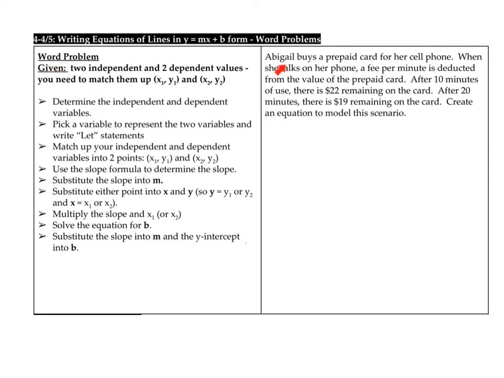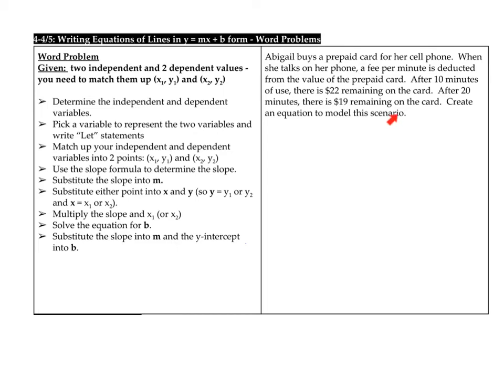So here's your word problem. Abigail buys a prepaid card for her cell phone. When she talks on her phone, a fee per minute is deducted from the value of the prepaid card. After 10 minutes of use, there is $22 remaining on the card. After 20 minutes, there is $19 remaining on the card. We want to create an equation to model the scenario.